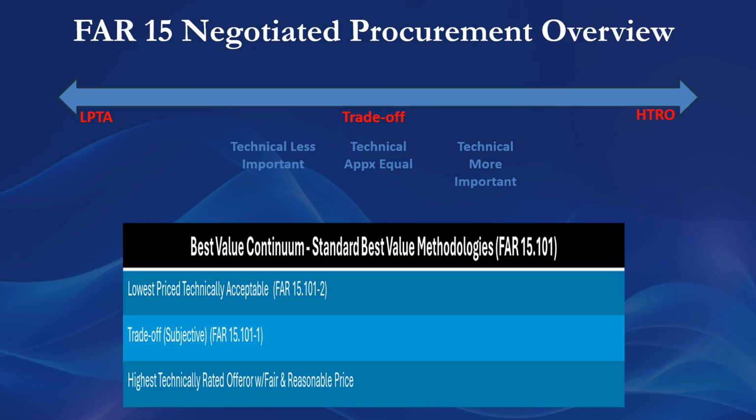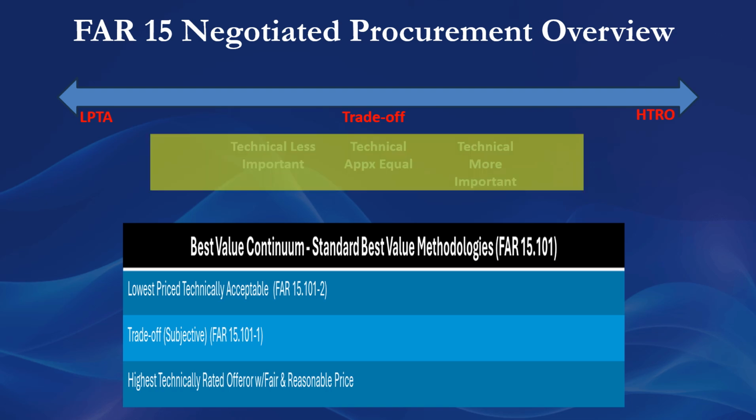In the low-price technically acceptable best value methodology, price is the determining factor in the selection decision among vendors who met the technical requirements set forth in the solicitation. The use of this best value methodology is restricted in a number of circumstances, as it has been deemed inappropriate for quality of products and services and the long-term health of the industrial base.